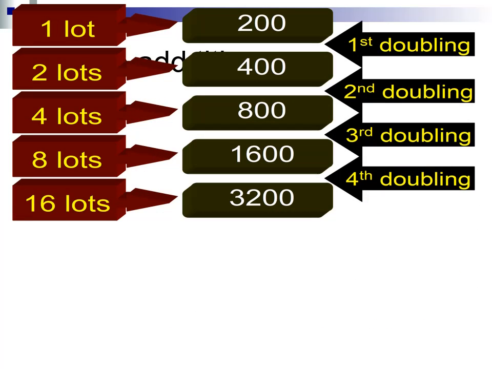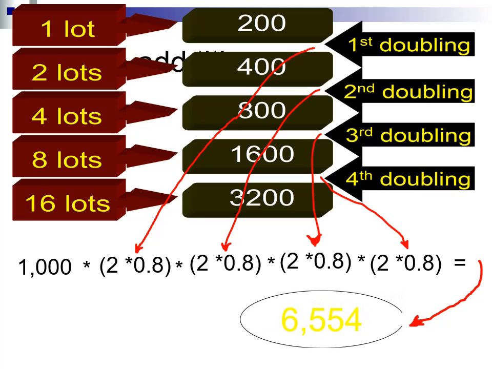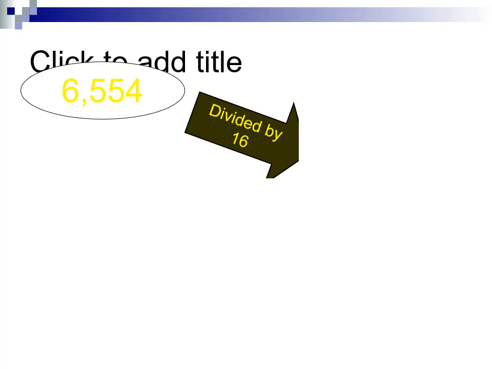So the time required for the first lot is 1,000 multiplied by 2 multiplied by 0.8. The value between the two brackets, 2 multiplied by 0.8, should be repeated by the number of doublings, which is 4 times as the number of doublings to produce 16 lots. This will be equal to 6,554 labor hours to produce 16 lots. The 6,554 is the total cumulative cost for all 16 lots produced. Divided by 16 will give us the cost per lot, which is here about 410 Saudi Riyal per lot.